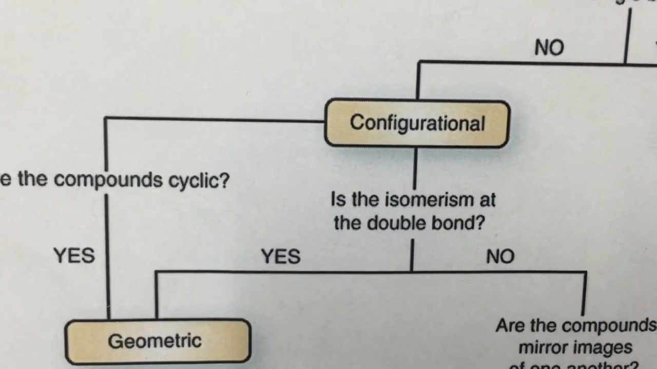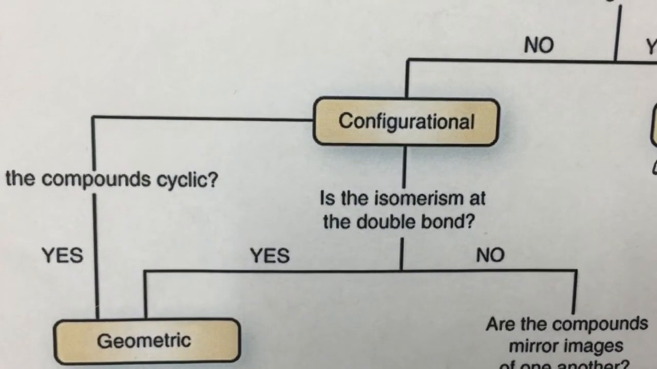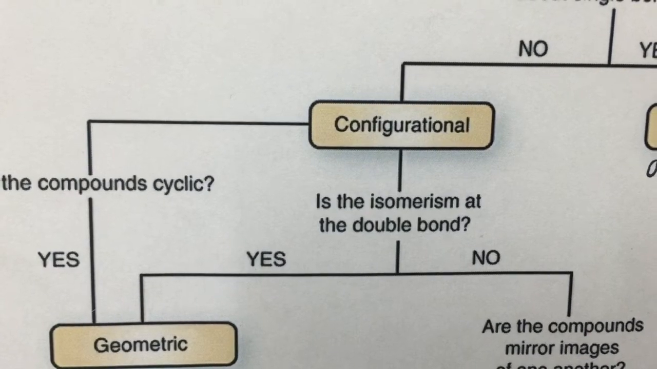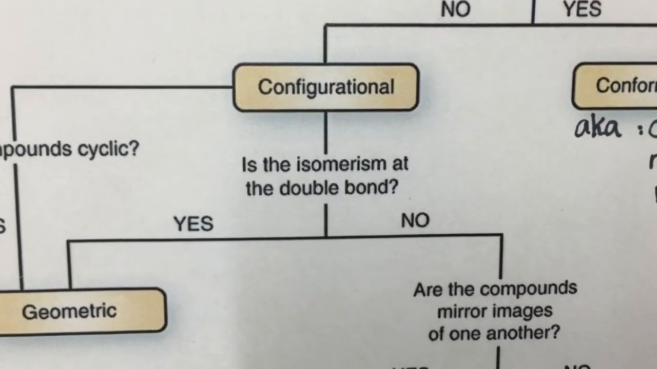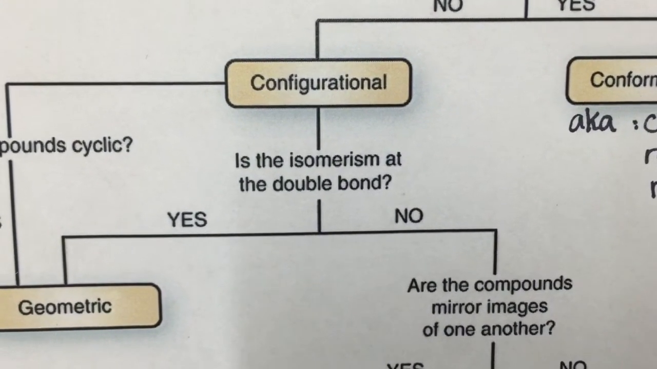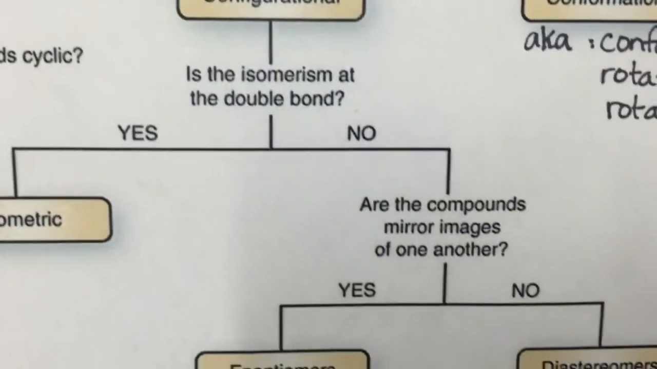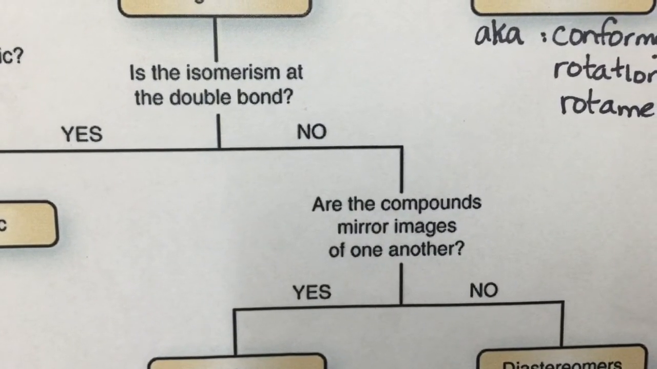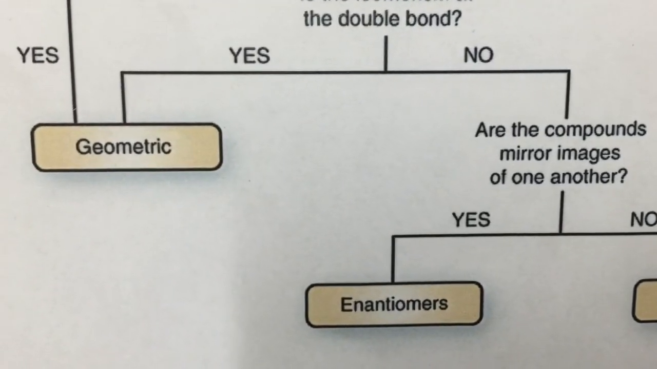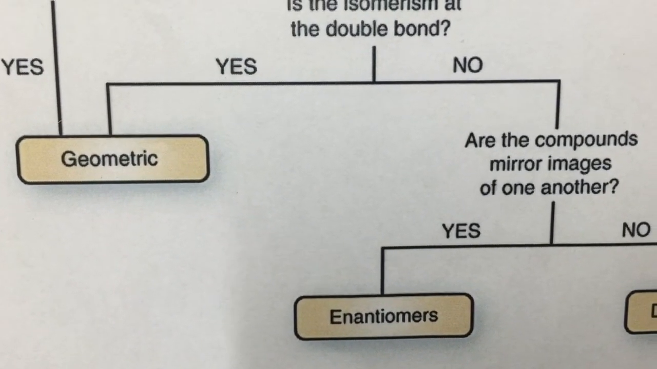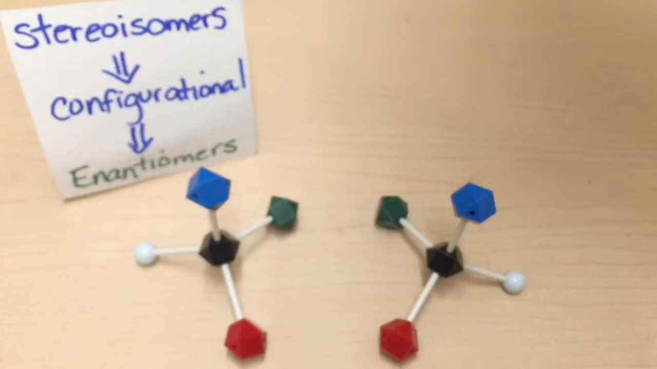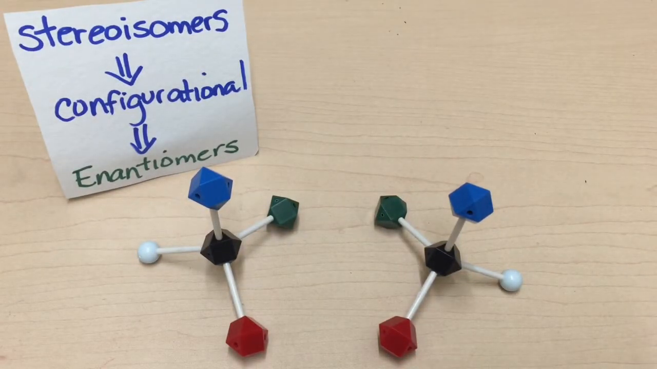Okay, so now if the isomerism is not at the double bond, so that's what's going to break up the last group of stereoisomers. If the answer to that is no, then you ask, are they mirror images of one another? And if the answer is yes, then you're in enantiomers. And so we need to talk about something called chirality when we talk about enantiomers. And your hands are chiral, so they are non-superimposable mirror images of each other.